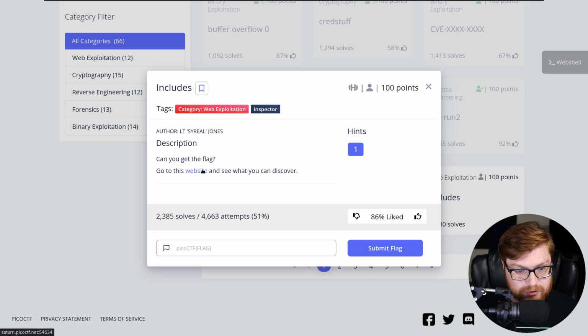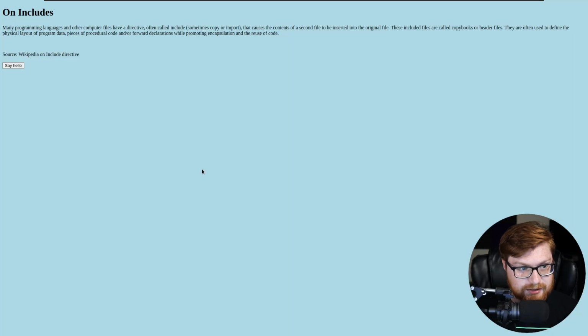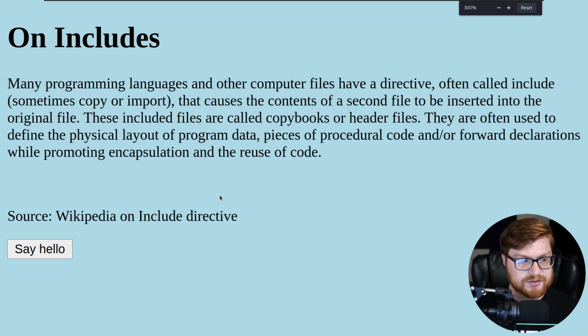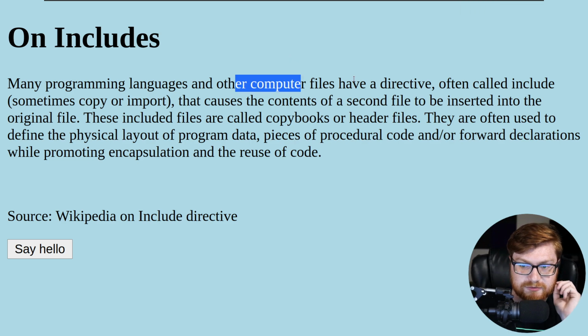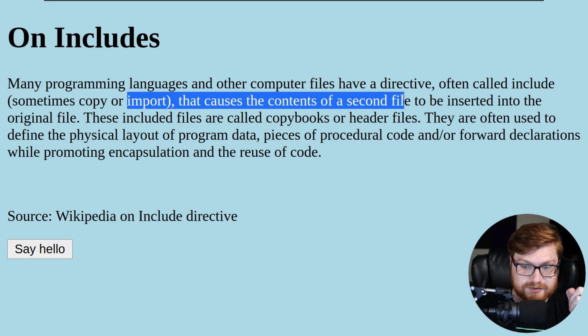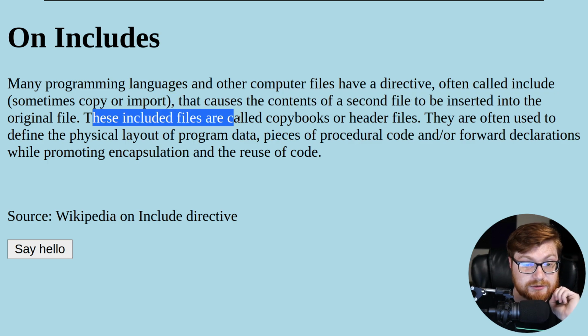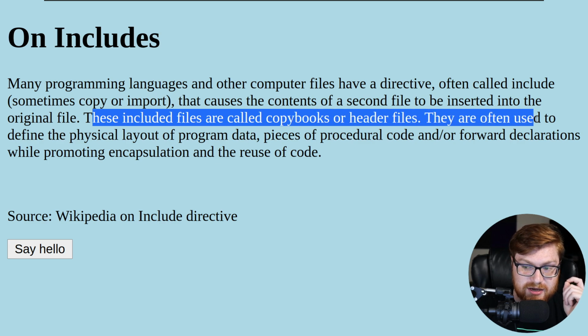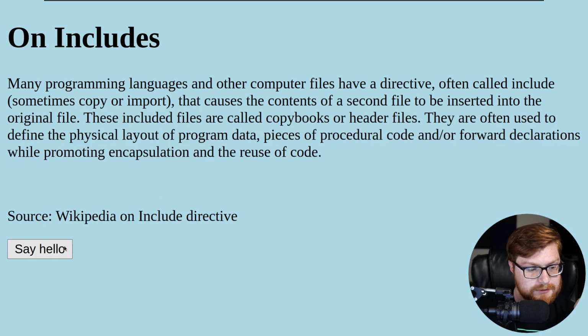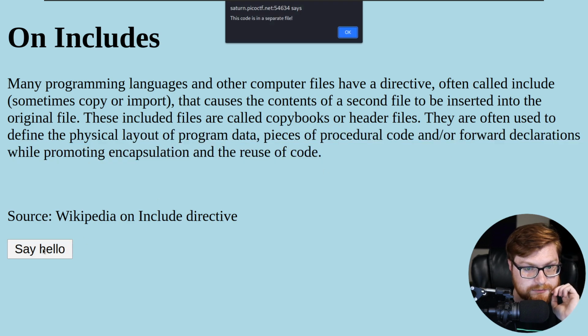Okay, so I'm going to go ahead and click on this. And here we are. I'll zoom in super quick. This says on includes: many programming languages and other computer files have a directive, also often called include, sometimes copy or import, that causes the contents of a second file to be inserted into the original file. These included files are called copybooks or header files. They're often used to define the physical layout of program data, and so on. And there's a say hello button. It says, hey, this code is in a separate file.